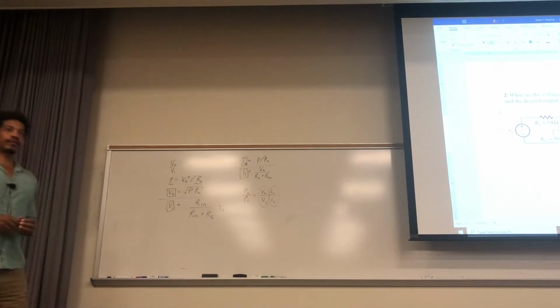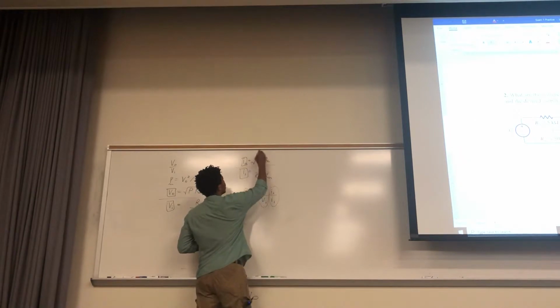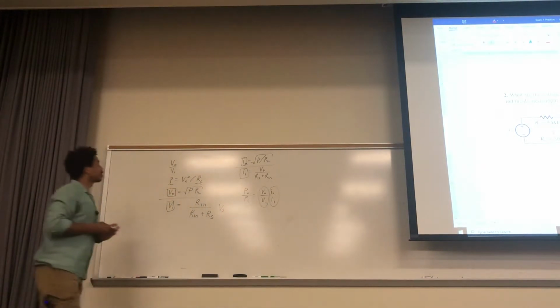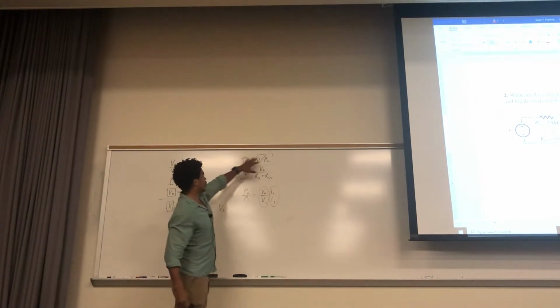Why is the I out over RL? Oh, square root. Thank you. Yep. Thank you. Yeah, because I squared equals that.